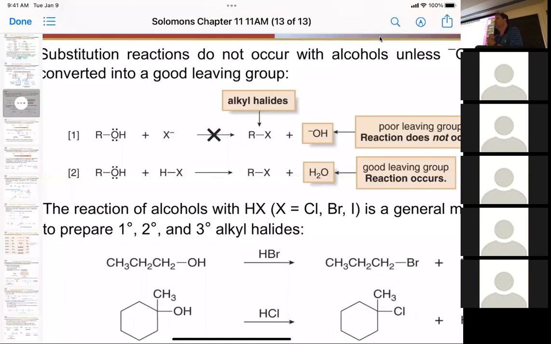OH is a bad leaving group. This sentence right here is going to be a recurring theme for the rest of the chapter, by the way. OH is a bad leaving group, except in certain cases. You want to make it a better leaving group.